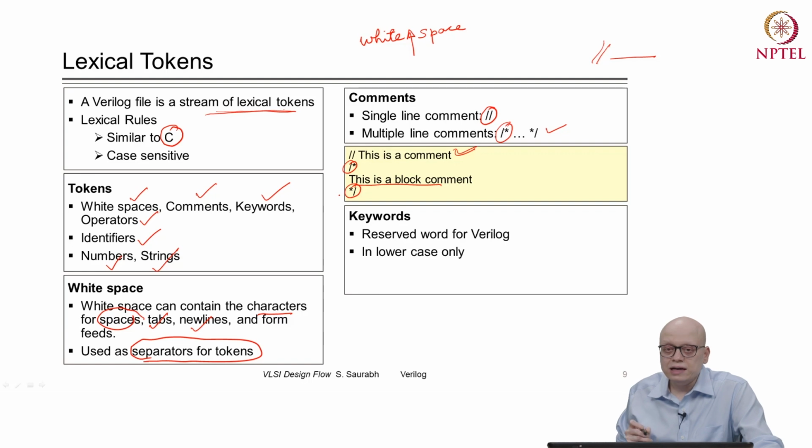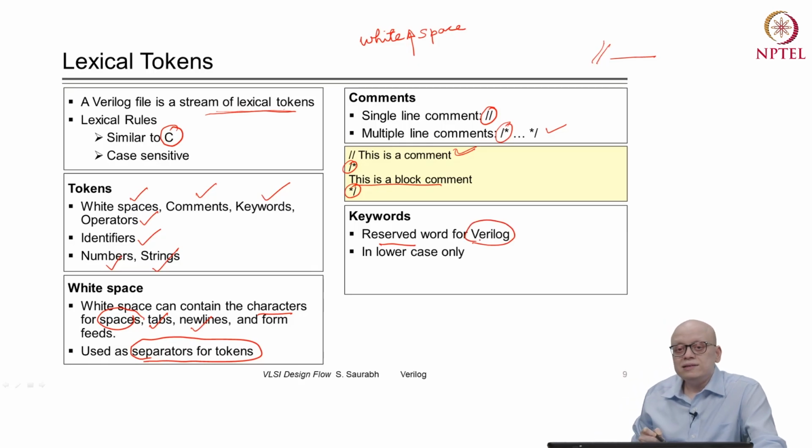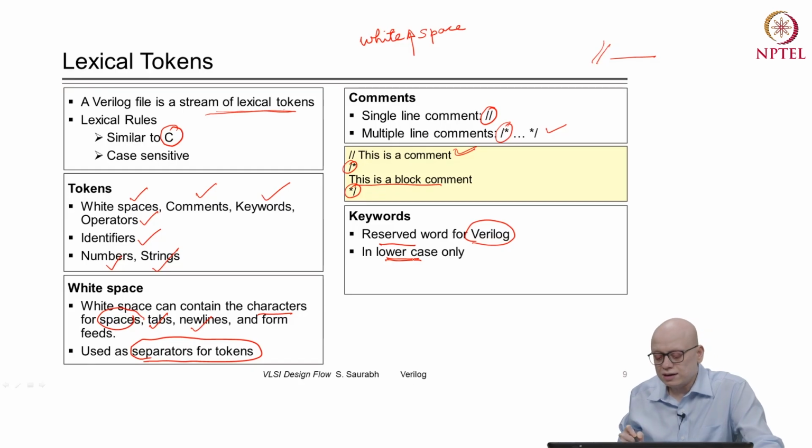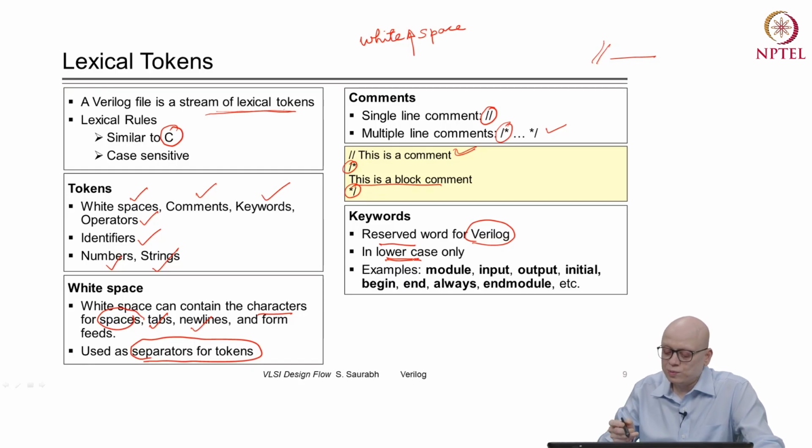Okay. So, what are keywords in Verilog? Keywords are basically reserved words of the Verilog language. These reserved words are always in lower case; as per the Verilog standard, all reserved keywords are in lower case. For example, the keywords are module, input, output, initial, begin, end, always, endmodule, and there are many other keywords of the language. We will look at those keywords as we proceed in the lecture.